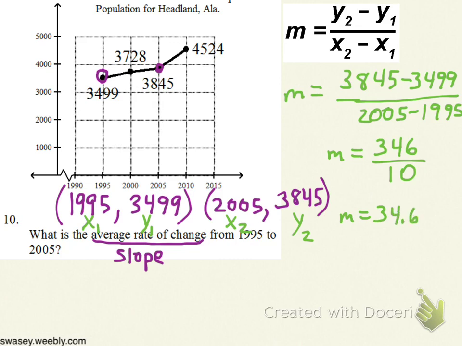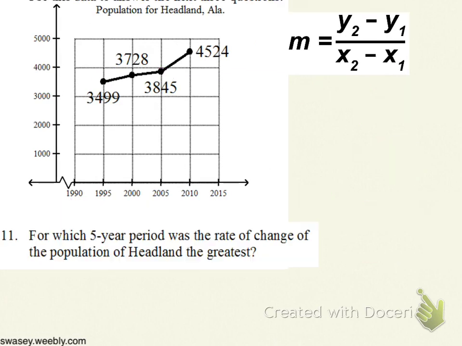34.6. Typically when we do average rate of change, when we do a word problem, we will write it as a decimal. A little bit easier to picture what that is when we're doing word problems as a decimal versus a fraction. So this means from 1995 to 2005, the city of Headland grew at an average rate of 34.6 people per year.